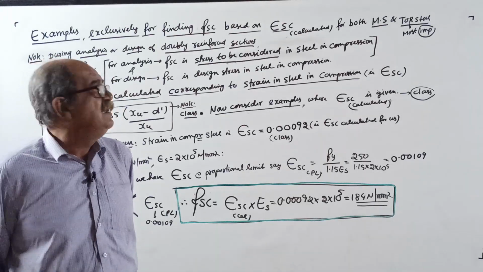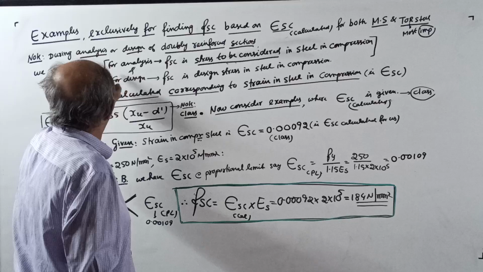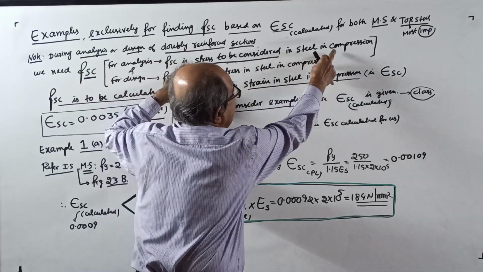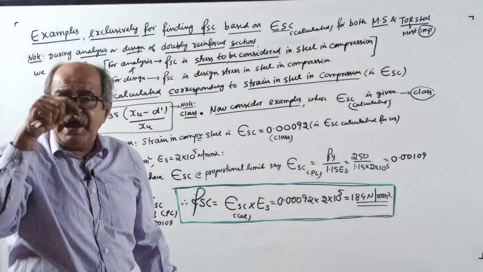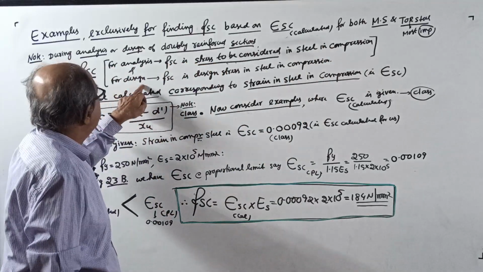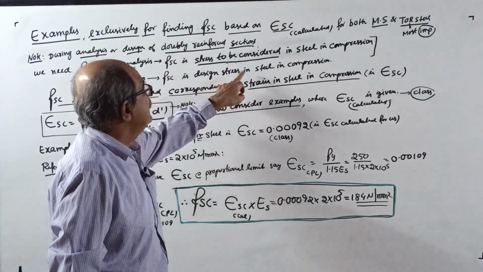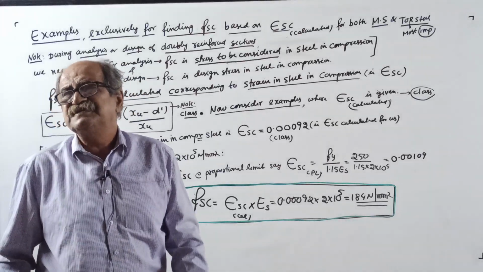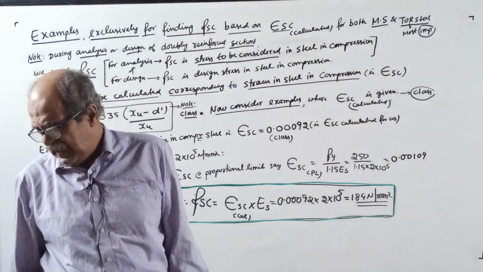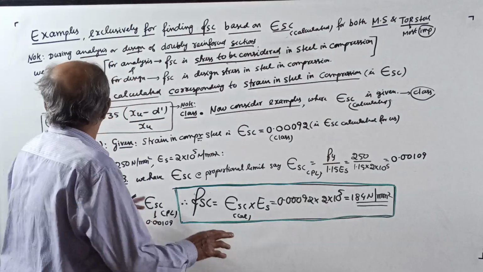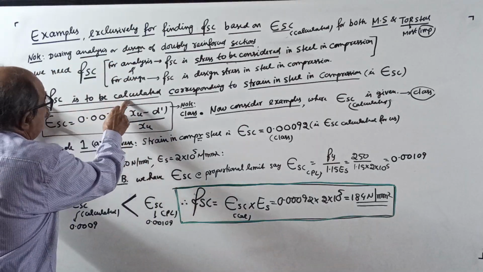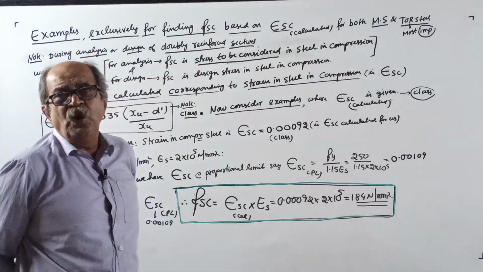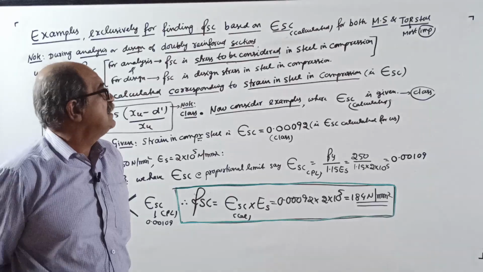But the better word is, for analysis problem, you can call FSC the stress to be considered in steel in compression. For design purpose, FSC is called design stress in steel in compression. Finally, FSC is the stress in compression steel to be considered, whether it is an analysis or design problem. Now, FSC is to be calculated corresponding to strain in steel in compression. You should know what the strain in steel in compression is.